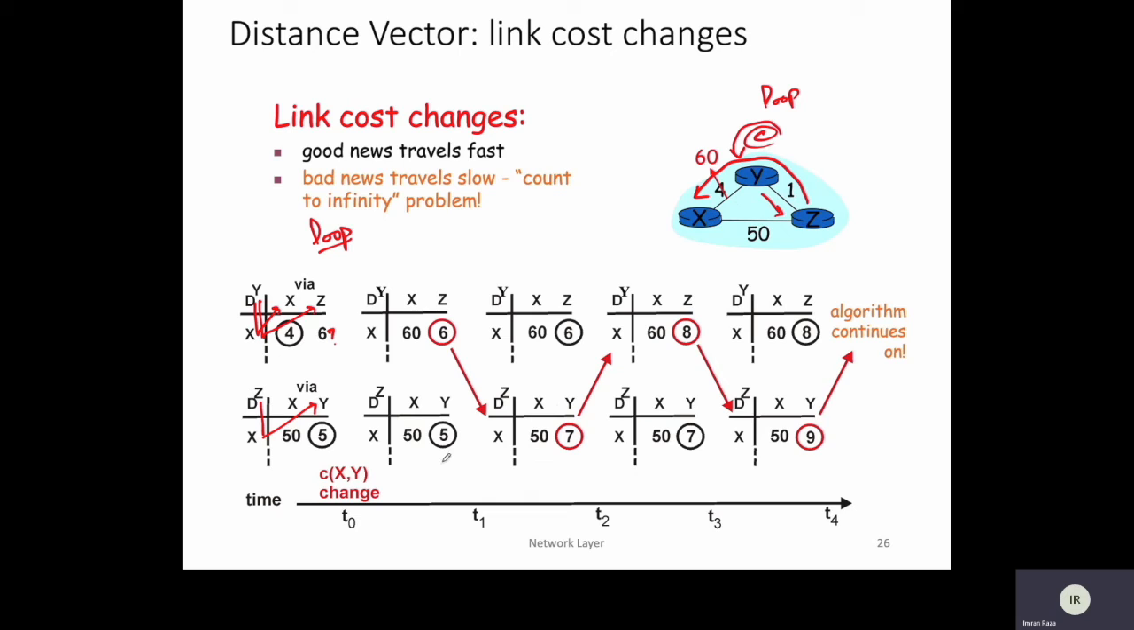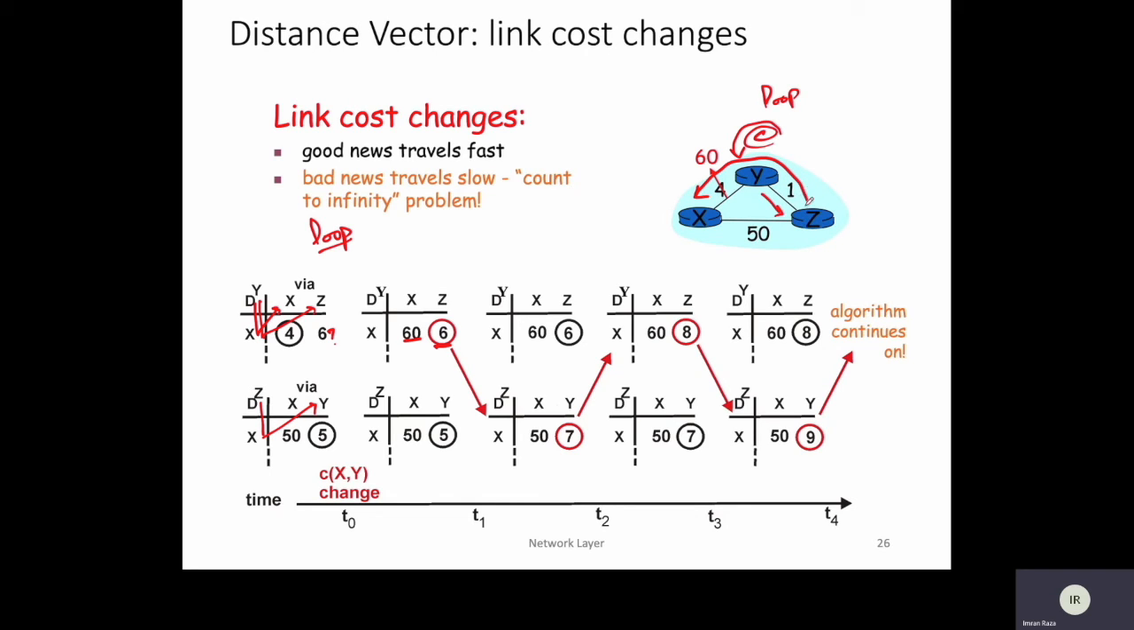This is bad news. So at t naught, y has noticed a change here: the cost has changed from 4 to 60, right? So immediately when this cost has changed from 4 to 60, it has selected the path which involves a loop, right? So it immediately selects 6 as the shortest path. So it informs z that the new least cost is 6.